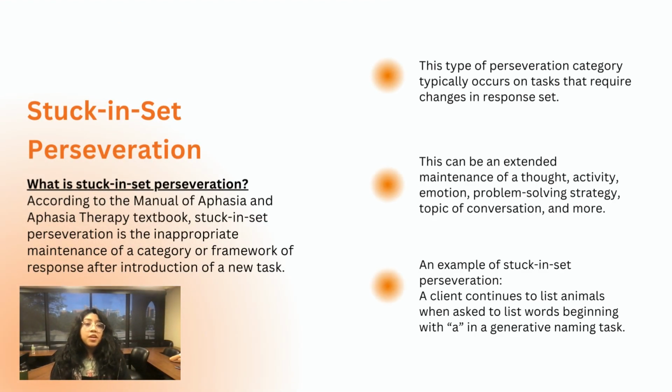The first common form of perseveration is stuck in set. The textbook defines stuck in set perseveration as an inappropriate maintenance of a category or framework of the response after introduction of a new task. This type of perseveration category typically occurs on tasks that require changes in response set. This can be extended maintenance of a thought, activity, emotion, problem solving strategies, topics of conversation, and more. An example of stuck in set perseveration is a client continues to list animals when asked to list words beginning with A in a generative naming task.